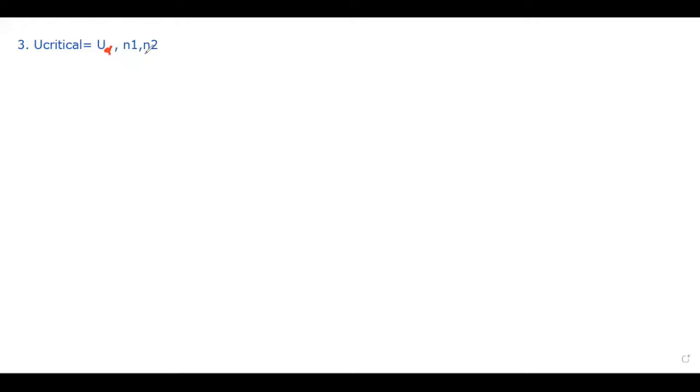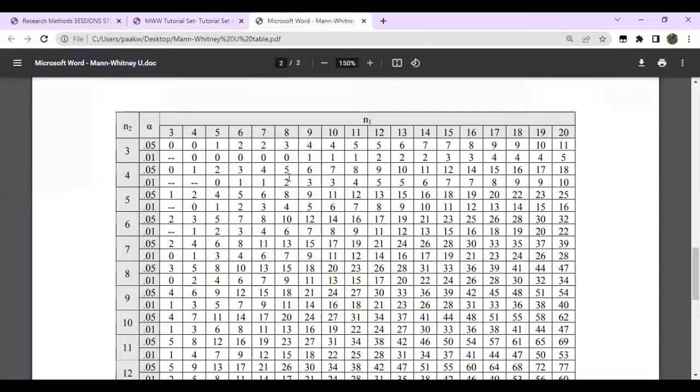So the alpha is what? 0.5. N is 10. N1 is 10, N2 is 10. So let's go and add that. Can you see the table now?